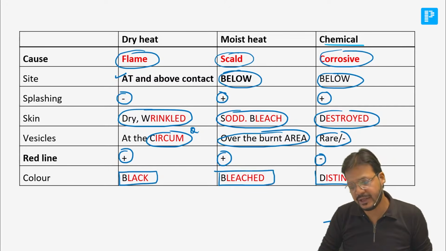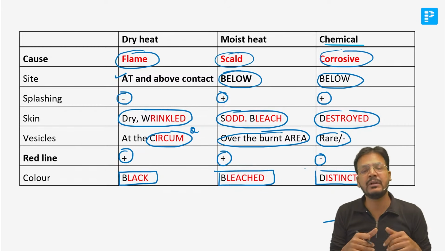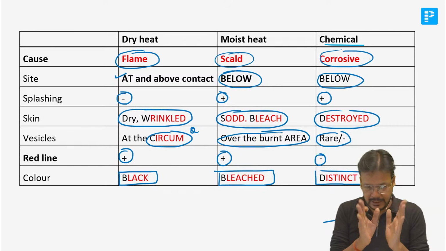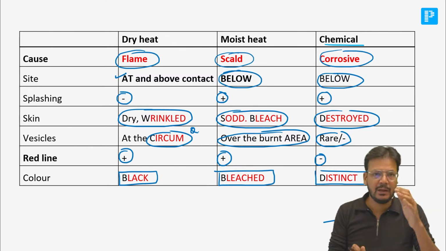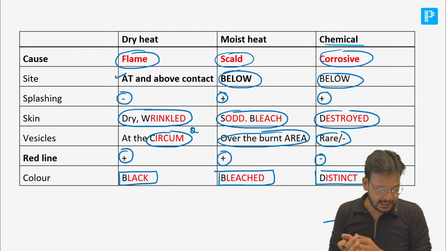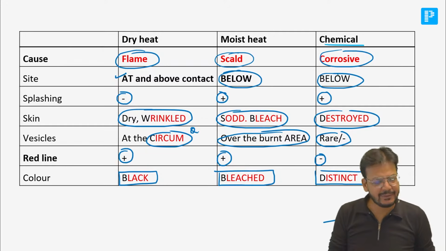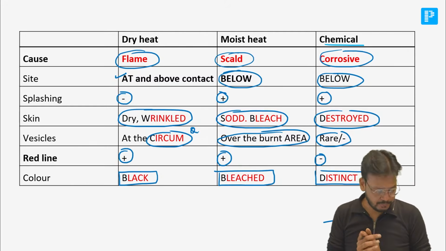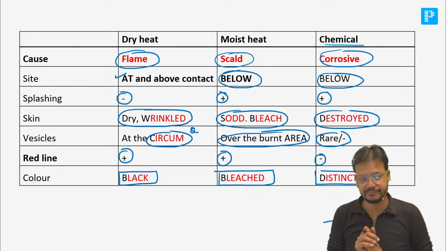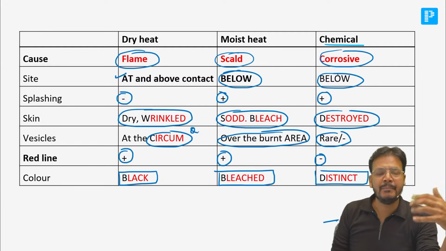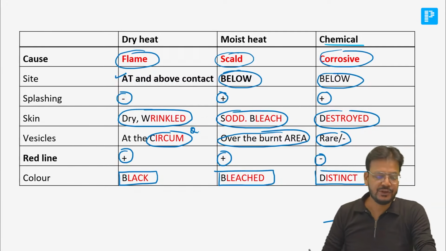एंड हियर इज अ डिस्टिंक्ट डिस्कलरेशन डिपेंड ऑन दैट थिंग विच यू यूज्ड. सो दिस इज अ वेरी वेरी इंपॉर्टेंट टेबल. ड्राई हीट, moist heat and chemical burn. Okay, so this is a very important table. Dry heat is a flame, moist heat is a scald and chemical is a corrosive burn. बहुत important topic है ये. Sodening, bleaching, these are seen in the moist heat or scald.